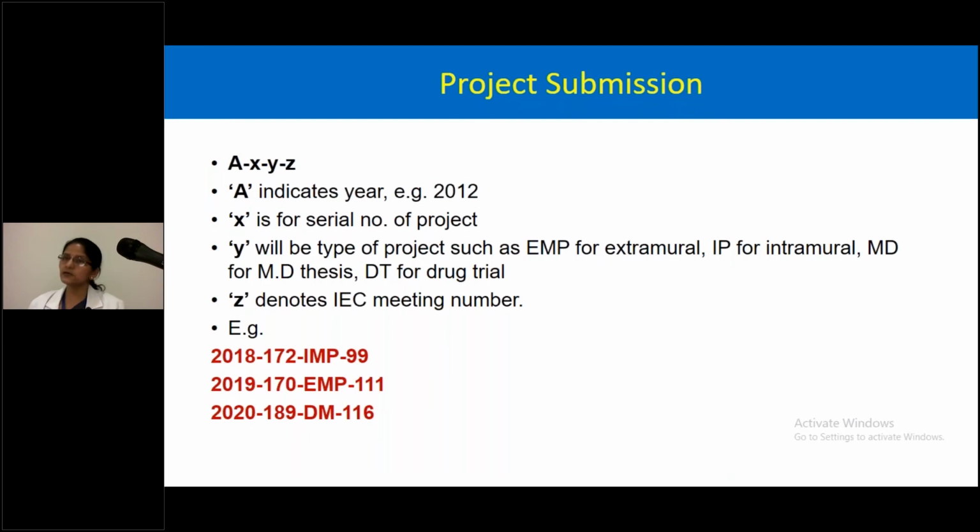So once you get your decision letter, when you submit your projects, try to look at these numbers and try to make sense of what these numbers are.